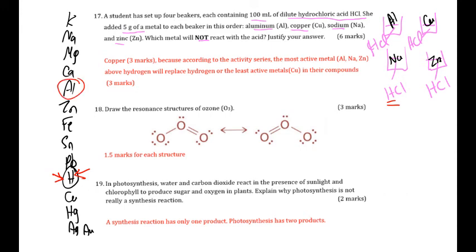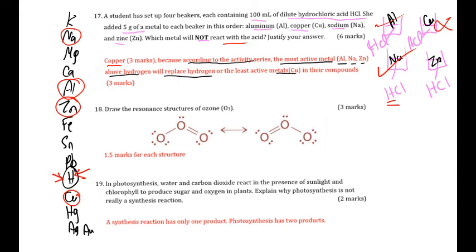Aluminium, yes, of course, aluminium is above hydrogen, so this reaction is going to occur. Secondly, copper. Copper lies below hydrogen, so it never replaces hydrogen. This reaction won't occur. Sodium above hydrogen, and it's going to displace it. Zinc also is going to react with the acid because zinc lies above hydrogen. So the only one which will not react with the acid is copper. And this is because, according to the activity series, most active metals like aluminium, sodium, and zinc lie above hydrogen and will replace hydrogen, while the least reactive one will not.